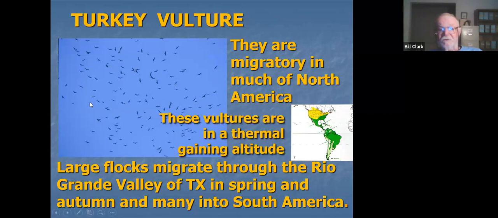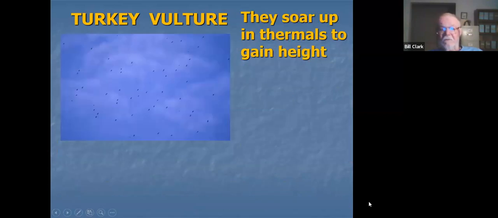So these vultures here in this picture are in a thermal, gaining altitude. They're in an elevator going up, you could think of. When they get to the top of that, they turn to the direction they want to glide, and they start gliding. And all of this is accomplished without any wing beats. So it's very energetically efficient. And they go for quite a distance until they find the next thermal.